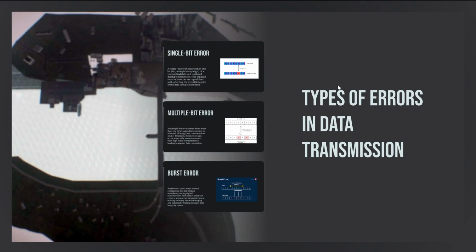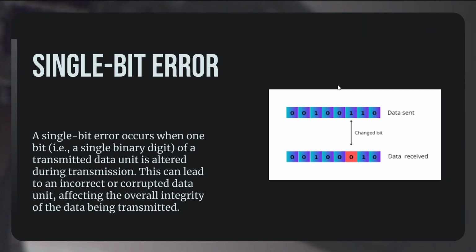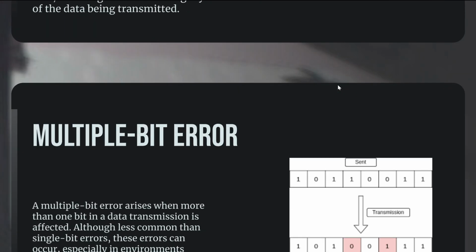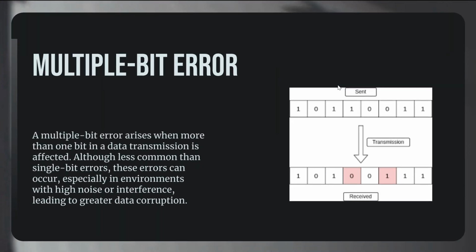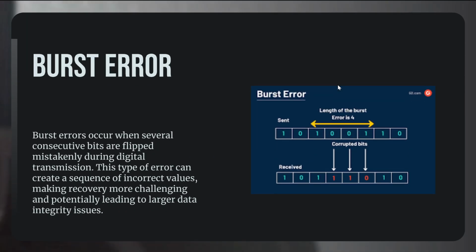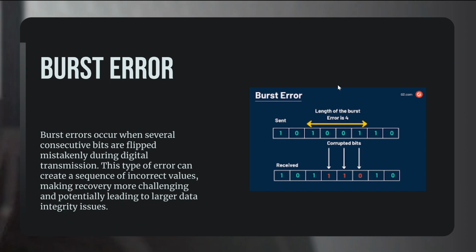Going into detail on the types of errors and their detection methods. The types of errors are: single-bit error, when one bit gets flipped during transmission; multiple-bit error, where multiple bits get flipped during transmission; and burst error, when a sequence of consecutive bits gets flipped mistakenly during transmission. These types of errors create incorrect values, making recovery more challenging and potentially leading to data integrity issues.